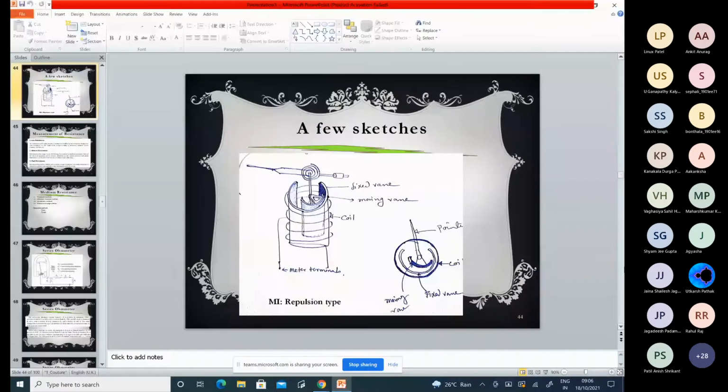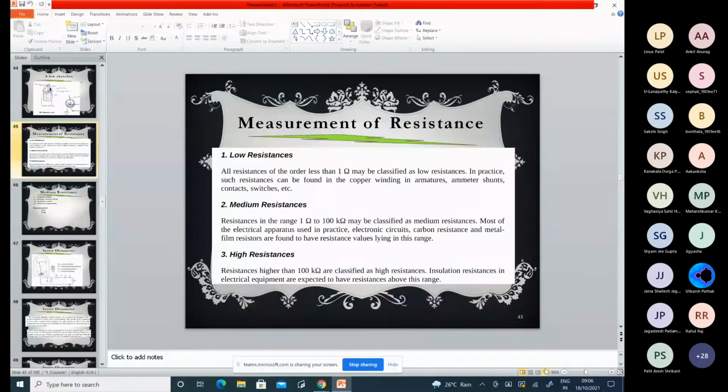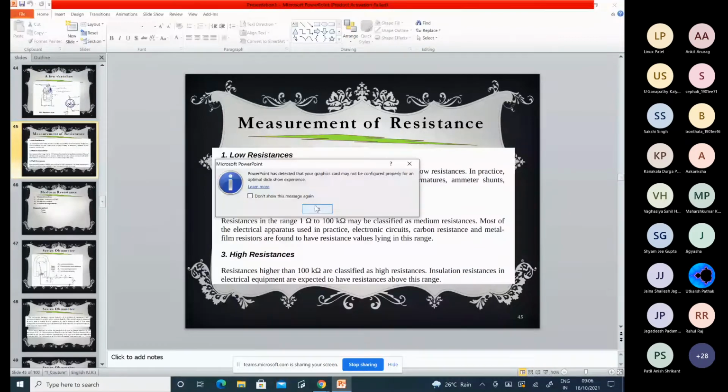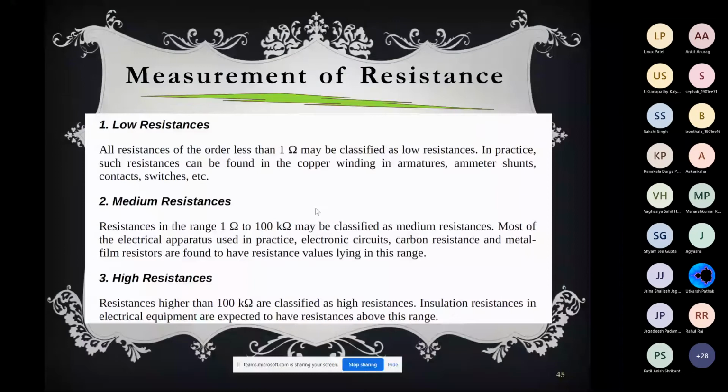So yesterday, in the last class, I told you that we'll start a new chapter, which is measurement of resistance. So from today onwards, we'll read this one. All of you know that resistance is a very important circuit component of any electronic circuit, and the values of the resistance should be measured. How we can measure the value of the resistance is the main thing in this class, and maybe in the coming couple of classes we will be discussing.